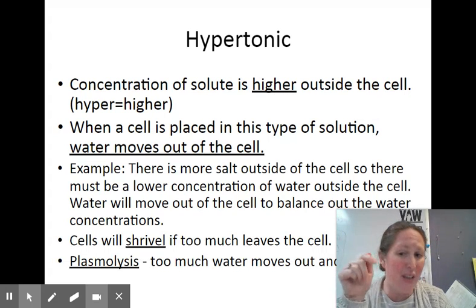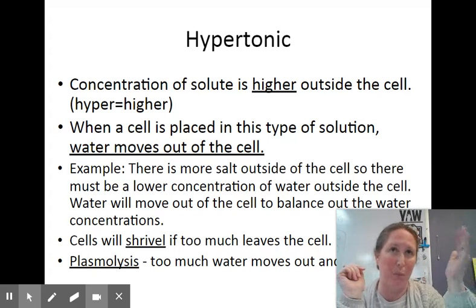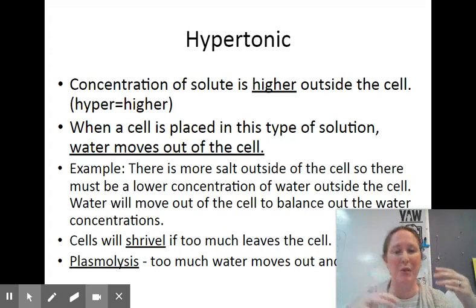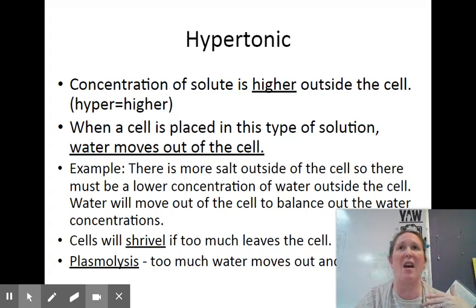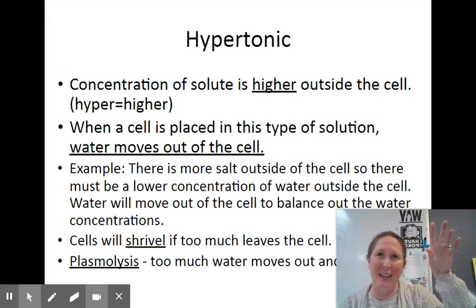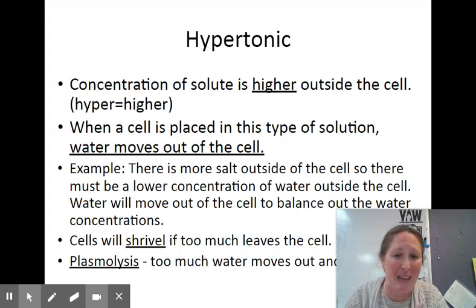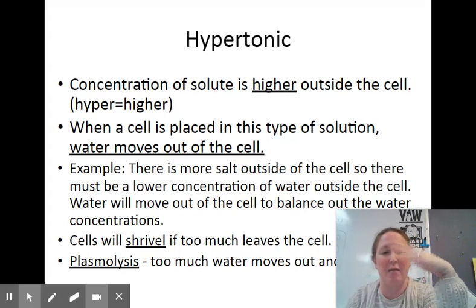It's actually called plasmolysis. When your plants wilt, it's because you didn't water them enough, and the soil was so dry compared to the plant that water actually left the plant to go out into the soil, and that causes your plants to wilt.